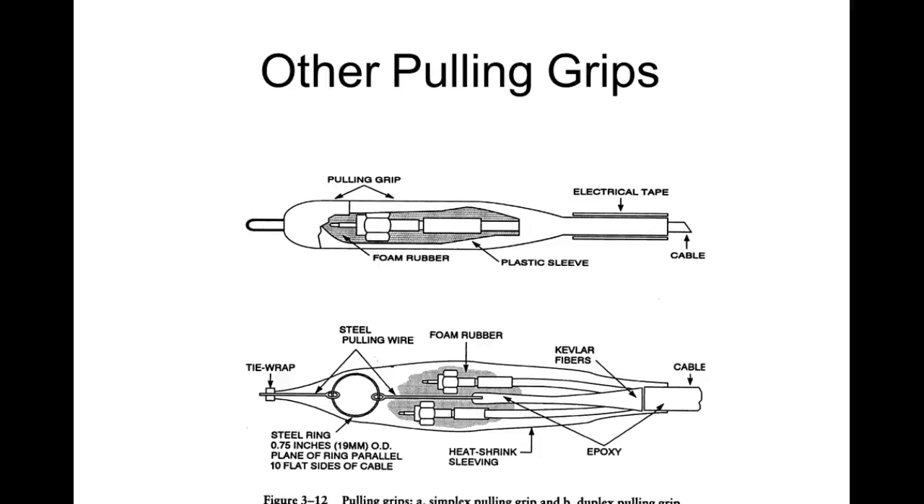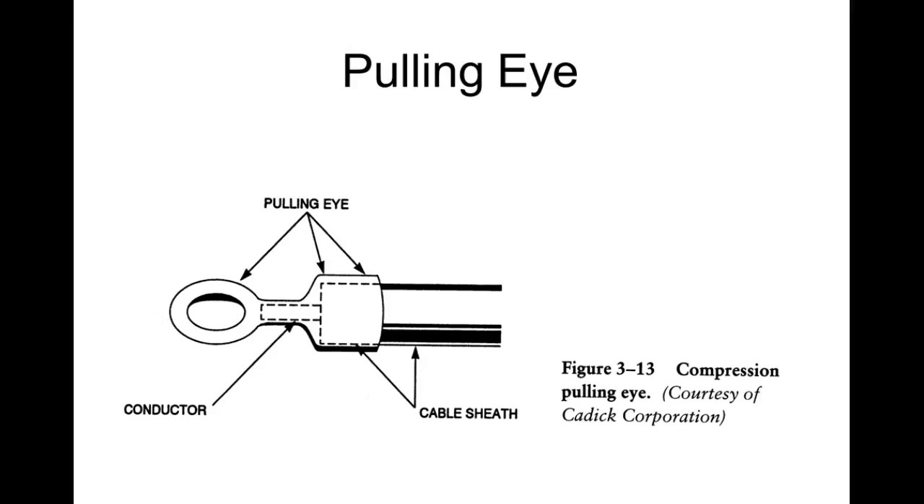So, other pulling grips. We have pulling grips where we can actually encapsulate the cable and the junction and everything inside these things. They'll have protection for the cable, and then they'll have something over here that we can hook up to a pulling rope, or we can hook it up to a fish tape. Then we have certain pulling grips where we can put multiple cables into and pull multiple cables at the same time. We have pulling eyes.